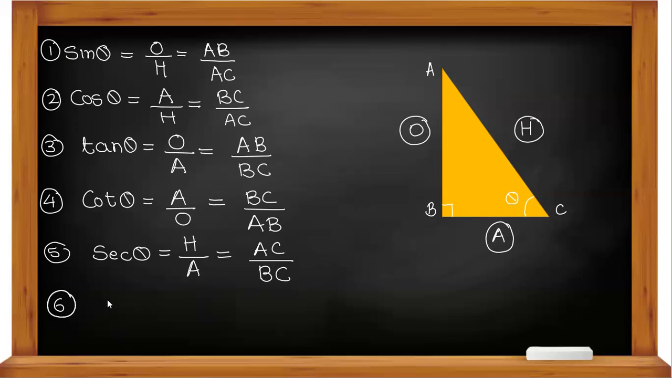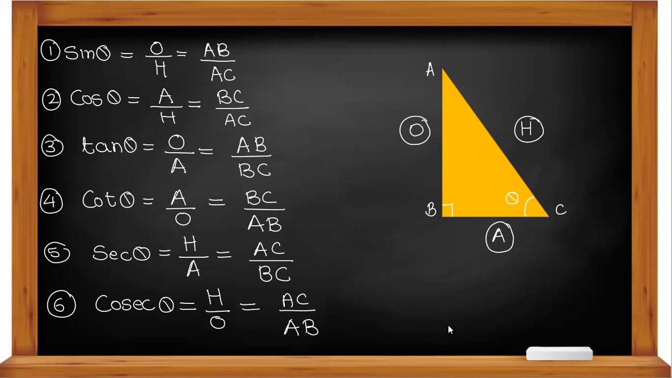The last ratio, that is cosecant of the angle theta, which is nothing but the reciprocal of the ratio sine theta, that is hypotenuse over opposite. So which is equal to AC over AB.